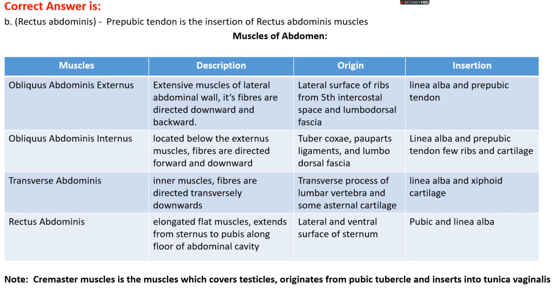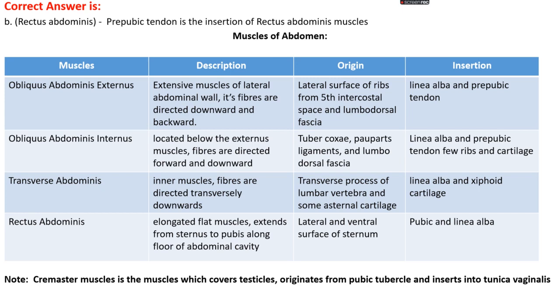If we see rectus abdominis, it's an elongated flat muscle extending from the sternum to the pubis along the floor of the abdominal cavity. The origin of the obliquus abdominis externus muscle is the lateral surface of the ribs from the fifth intercostal space and lumbodorsal fascia, and it inserts in the linea alba and prepubic tendon. In the case of obliquus abdominis internus, this muscle originates from the tuber coxae or Poupart's ligament and lumbodorsal fascia, and it inserts at the linea alba, prepubic tendon, few ribs and cartilage.